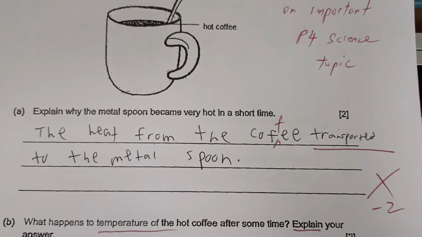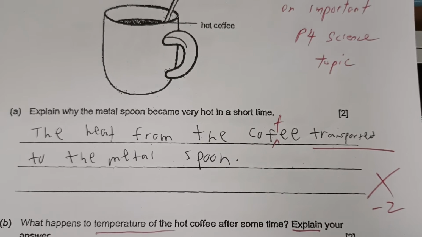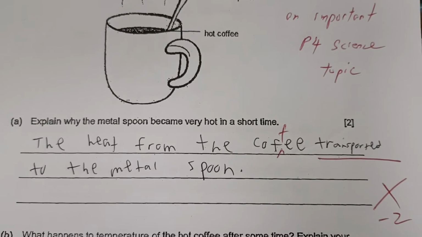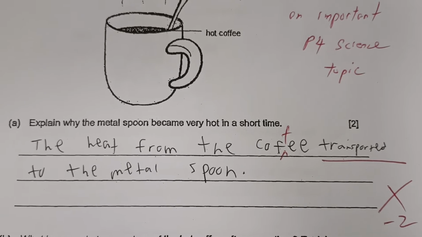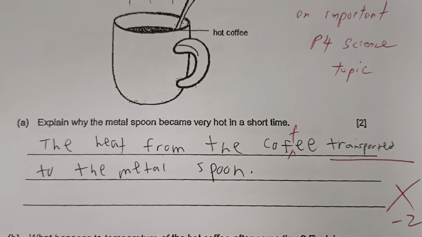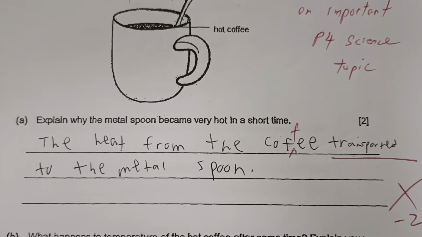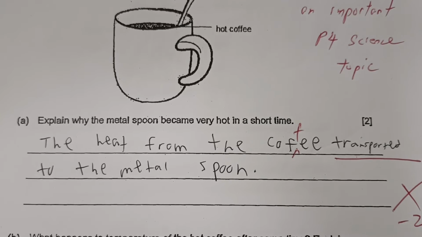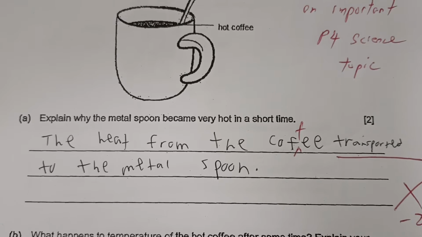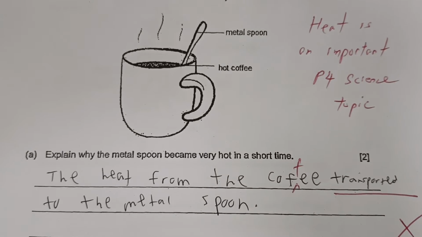The student answered, the heat from the coffee transported to the metal spoon. Notice there is a wrong use of key scientific words. We cannot say the heat from the coffee is transported. We should use other scientific words such as heat being conducted away by the metal spoon, which is a good conductor of heat.